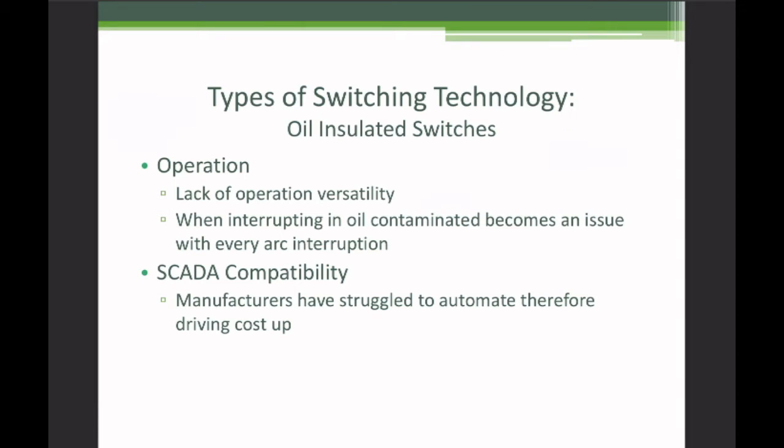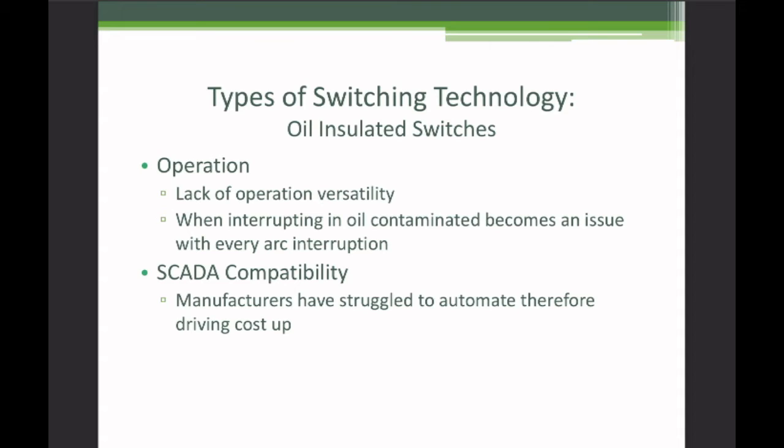So in terms of our operation, oil contaminants are an issue, and every time we use it, it makes the problem worse. So again, an old technology originated in the 1920s. We've got limited endurance because of this oil contamination issue. And so you can find automated oil switchgear in some select stations. You certainly wouldn't choose it for a modern design, but you will find it out there.